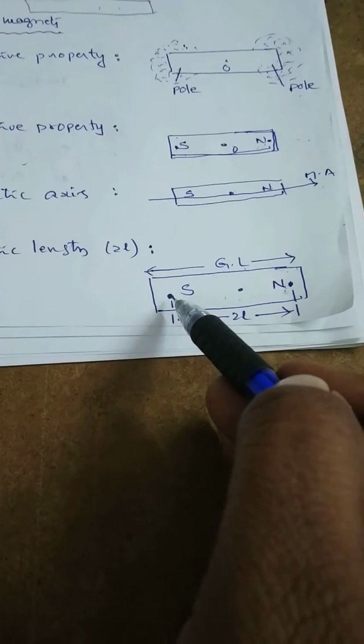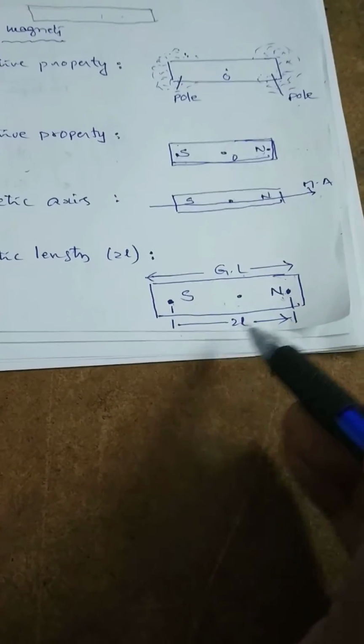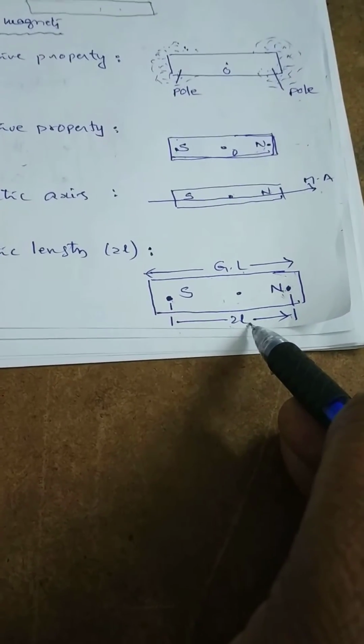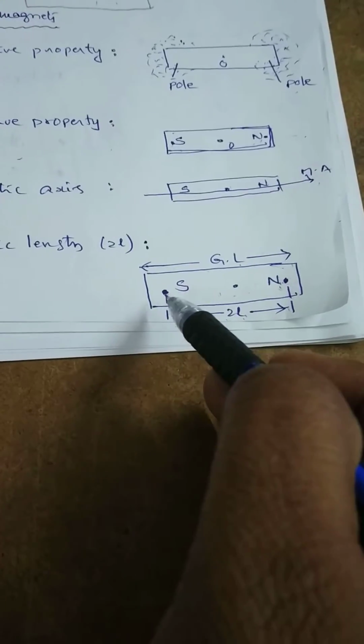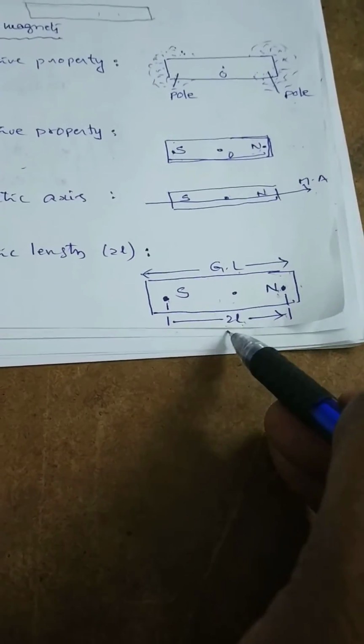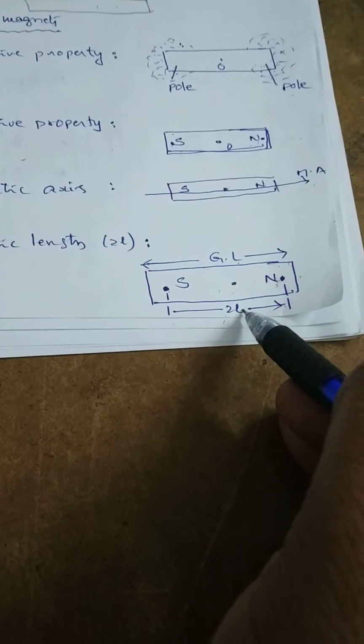Now the shortest length from south to north is called the magnetic length, and magnetic length is represented by 2L. It is always taken as a vector quantity. It is measured from south to north along the axis. Remember that 2L bar is a vector. It is called the magnetic length.